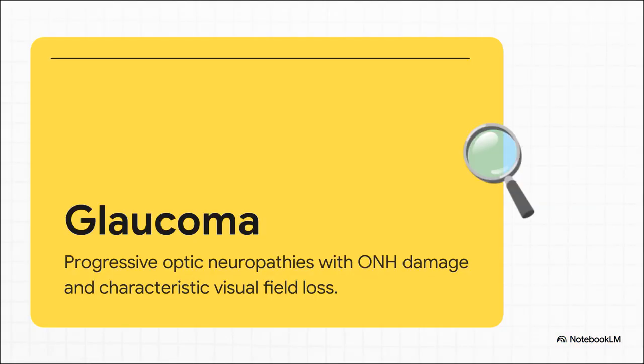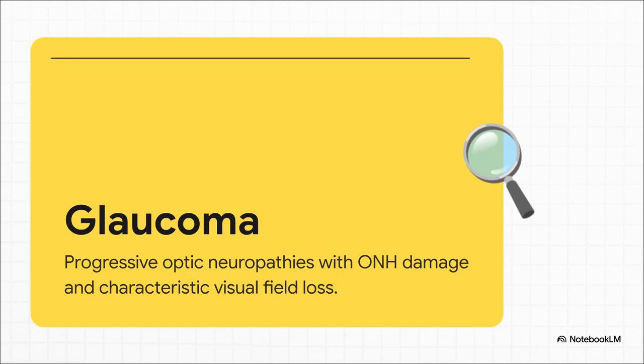I want you to read this definition carefully with me. Glaucoma is a group of optic neuropathies presenting with progressive optic nerve head damage and characteristic visual field loss. Notice what is completely missing from that sentence. Do you see the word pressure anywhere in there? Nope. And this right here is a massive classic board trap.